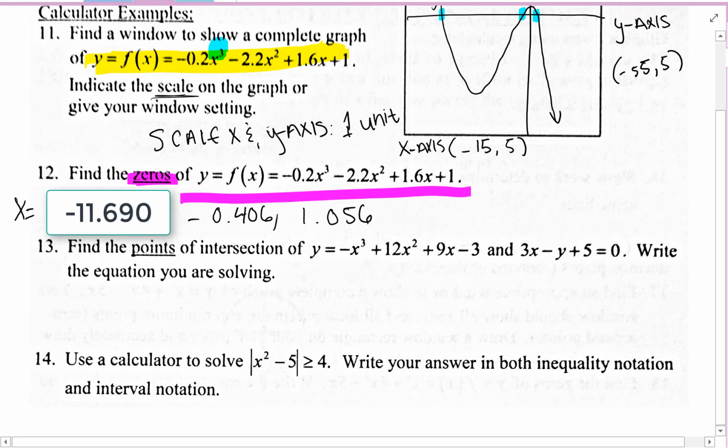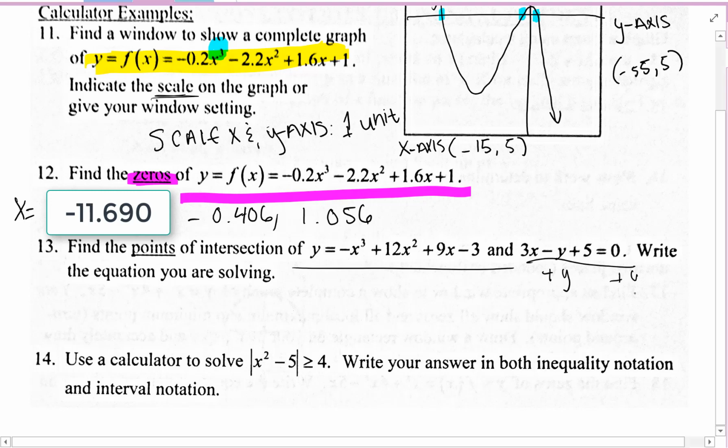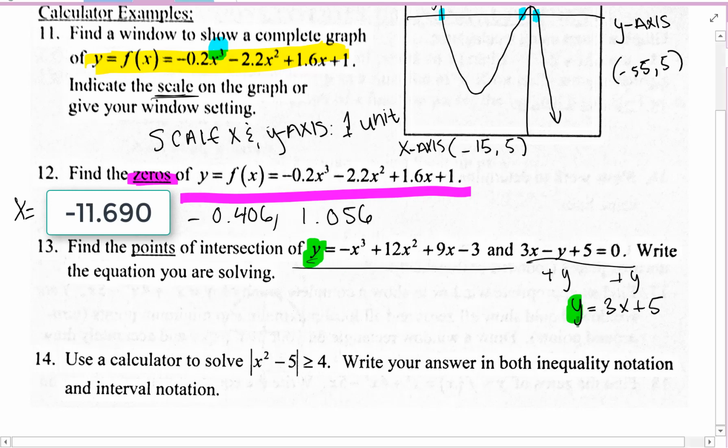Now we need to find the points of intersection for these two equations. Also, write the equation that you are solving. For points of intersection, we would use methods like graphing and looking at the points of intersection literally, substitution, elimination. To show substitution, I'm going to just add this y on both sides and get it in y-intercept form, y equals 3x plus 5. And then y is also equal to this cubic polynomial. So if y is equal to this and y is equal to this, then these two things are equal to each other.